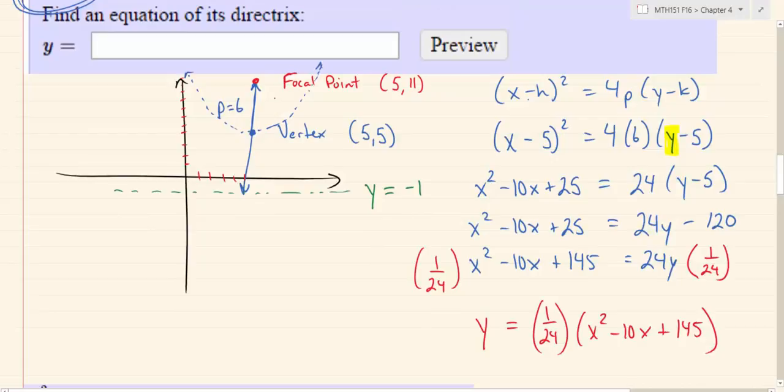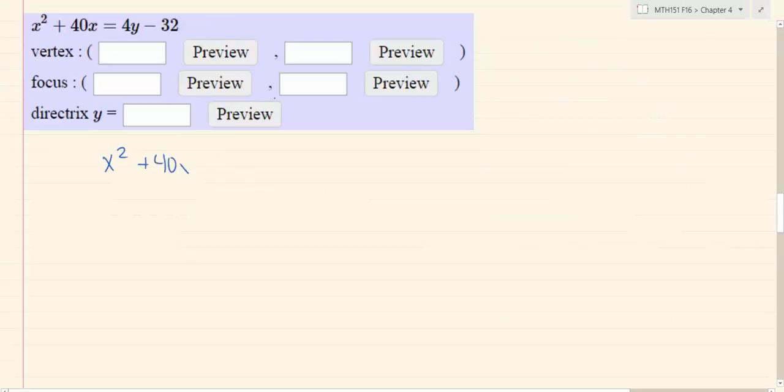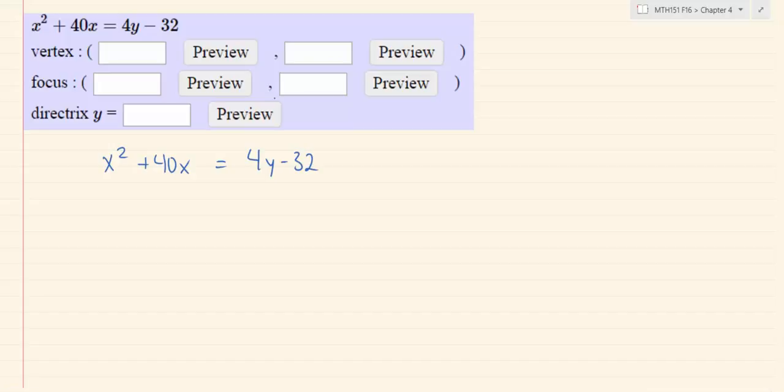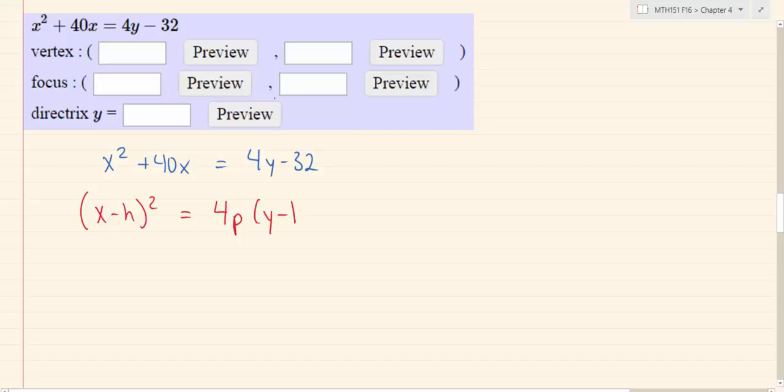That's the equation of this parabola in standard format. x squared plus 40x equals 4y minus 32. And remember, our structure is we would really like to get this in (x minus h) squared equals 4p times (y minus k). That's the format we'd really like to get this into. Over on the right side, this 4y minus 32, that looks like it's going to be pretty easy to do. You just factor 4 out of everything. But what about this guy? What about going from here to here?